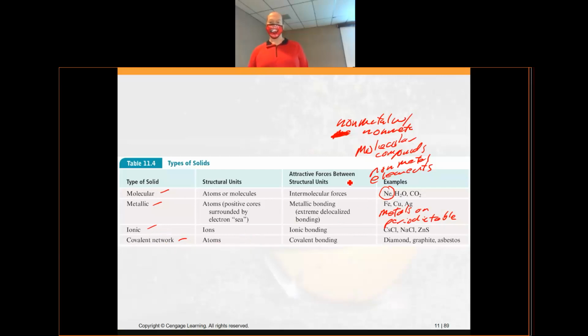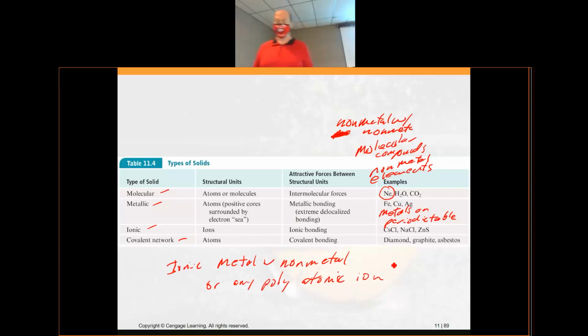Ionic solid: remember, to make an ionic compound, you're going to take a metal with a non-metal, or any polyatomic ion. So sulfate, chlorate, nitrate, all those that we talked about, any of those that make a solid will be ionic compounds, and that would be an ionic solid.